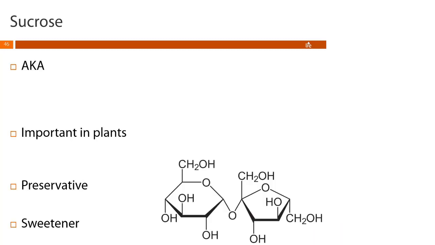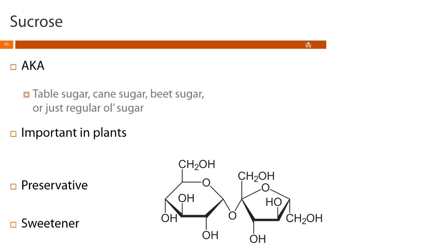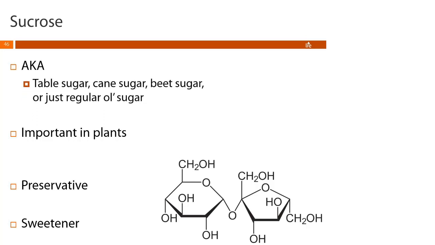And our last disaccharide is sucrose, which is also known as table sugar, cane sugar, beet sugar. And if you ask anybody outside of science and they say sugar, they're probably talking about sucrose. So sucrose is a disaccharide made up of a glucose residue and a fructose residue. And this is an important sugar that's synthesized by plants, but cannot be synthesized by animals.